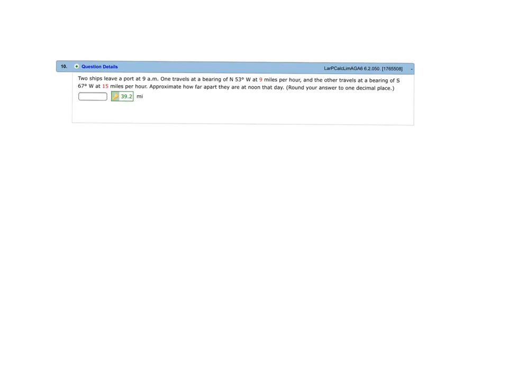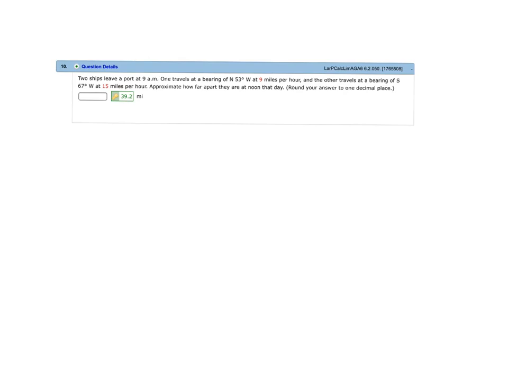This is number 10 from the homework. Two ships leave a port at 9 a.m. One travels at a bearing of north 53 degrees west at 9 miles per hour, and the other travels a bearing of south 67 degrees west at 15 miles per hour. Approximate how far apart they are at noon on that day and round your answer to 1 decimal place.